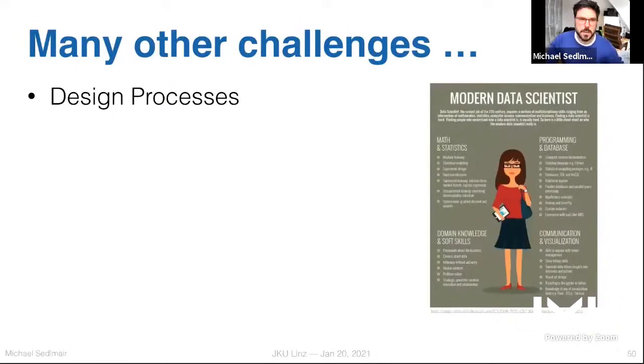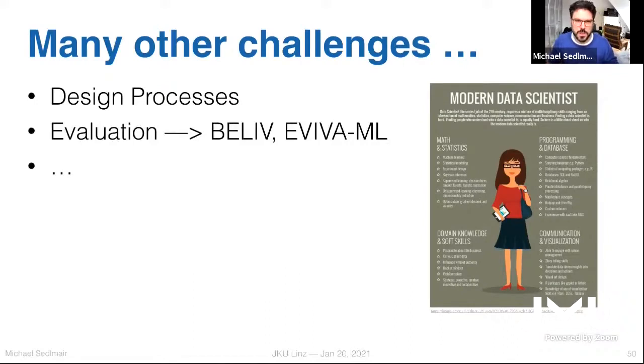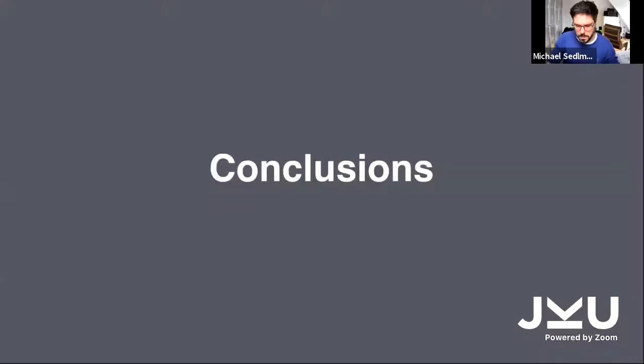Okay, so we're running a little bit out of time. There are many other challenges, of course, like the design process. Whenever I see this picture of the skills of a data science person, they basically have to learn everything, which I think is not possible. Instead, we need collaboration. There's also the evaluation of these human-model interaction, human-data interaction systems. The BELIV workshop and the VIVA ML workshop are talking about those sorts of challenges. But the point here is that I don't want to be complete, but I wanted to talk about 3 challenges that I thought are important.